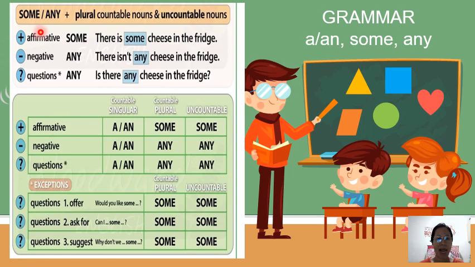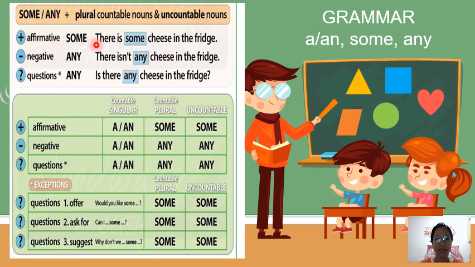How about some and any? What is the difference? Some and any are used for plural countable nouns and uncountable nouns. Countable nouns are things that we can count, 1, 2, 3, 4, 5. Uncountable nouns are things that we cannot count.